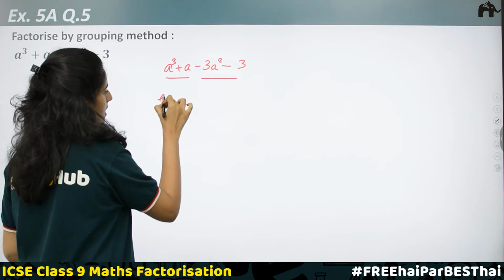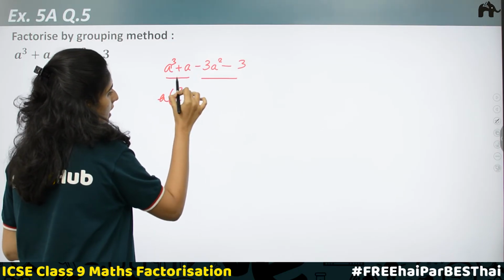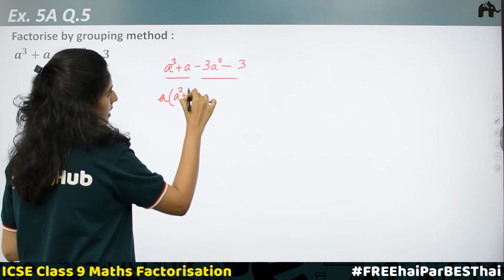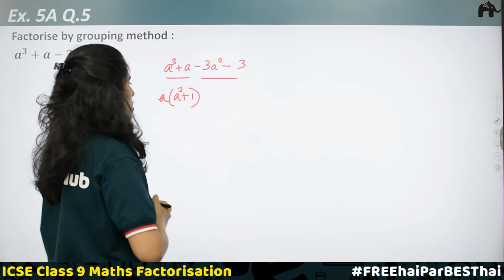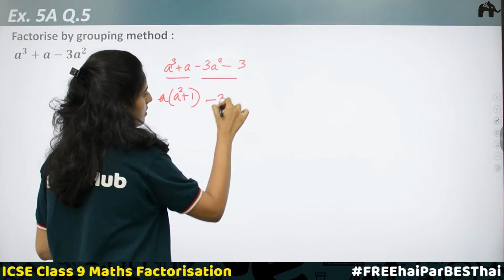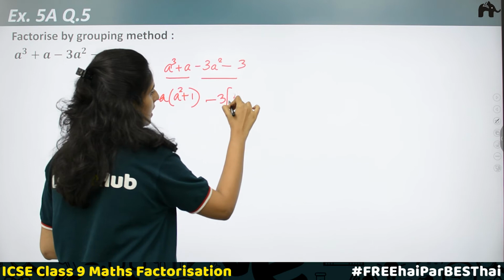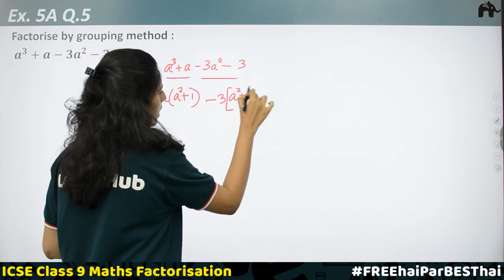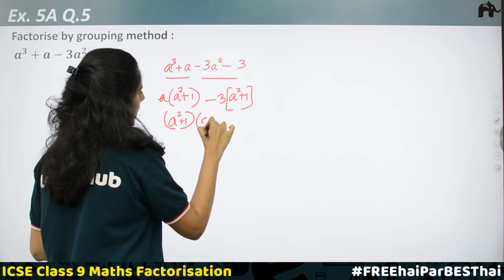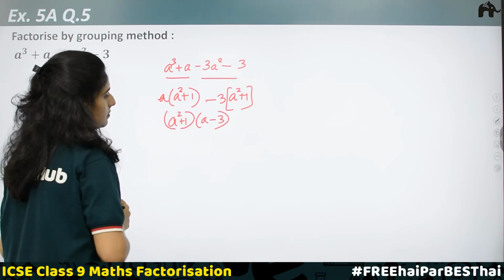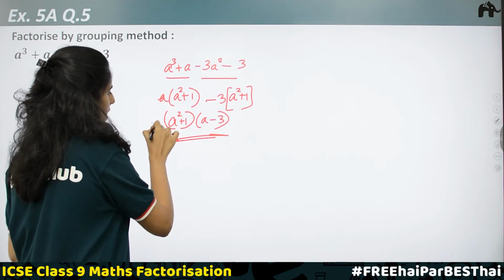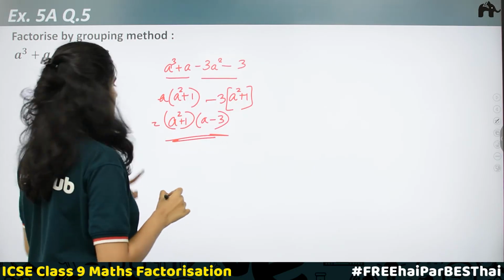a is common, right? So a into remaining a into a square is a cube plus a into 1 is a. Okay, a into (a square plus 1) minus, you can see 3 is common. Taking minus 3 out, then again you have a square plus remaining 1. This is (a square plus 1) into (a minus 3). Okay, so you will be getting the answer (a square plus 1) into (a minus 3).